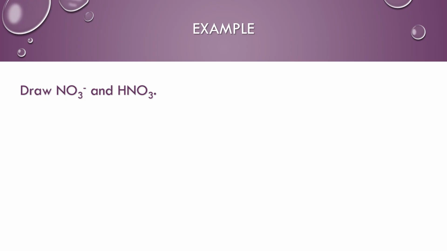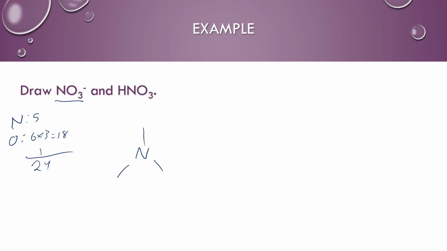Okay, so let's go ahead and practice drawing this. We're going to draw NO3- first. So I'm going to use my Lewis structure process. Nitrogen has 5 valence electrons, oxygen has 6, and there's 3 of them. And then I have 1 additional electron for that negative charge. So that's 24 total electrons.